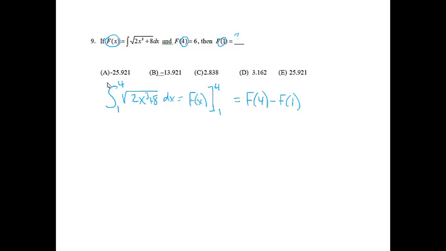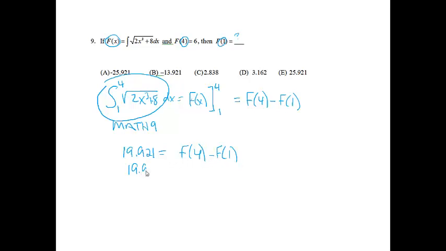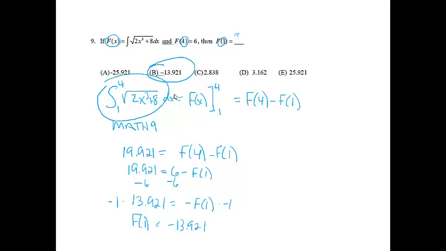And now from here, to get this answer, we can just use Math 9 since it is a calculator problem. So if I use Math 9 on that problem, I will get 19.921, and then it's going to equal f of 4 minus f of 1. They told me that f of 4 was 6, so I'm going to have 19.921 equals 6 minus f of 1. Then I'm going to subtract 6 from both sides, so I'll get 13.921 is equal to negative f of 1. And then if I just multiply both sides by negative 1, I'll get f of 1 equals negative 13.921. So B will be my answer.